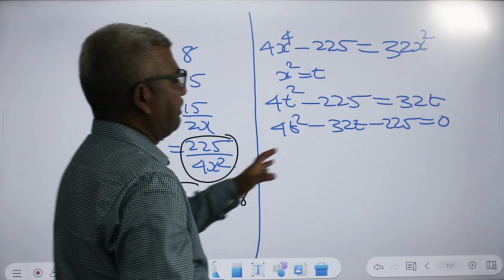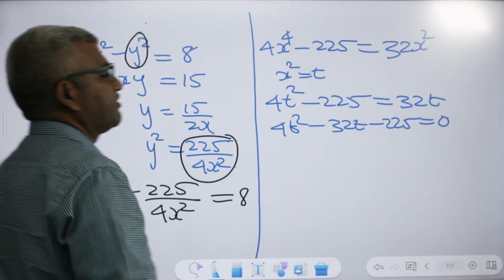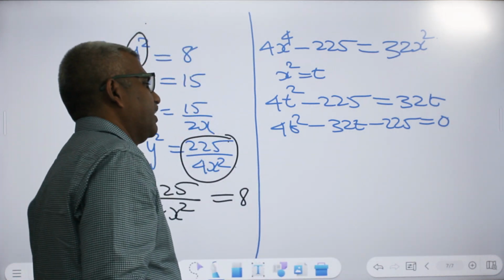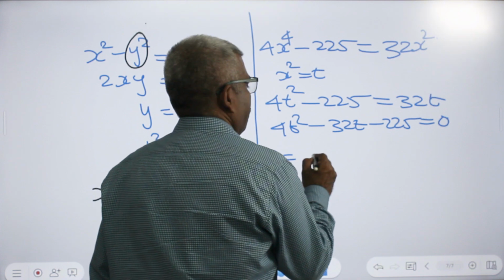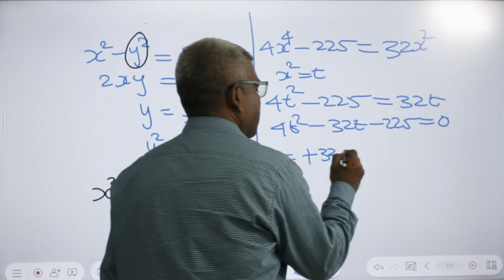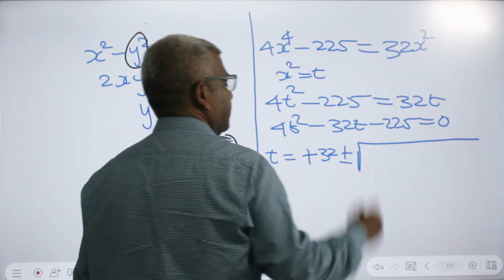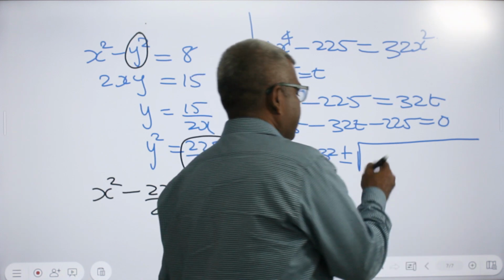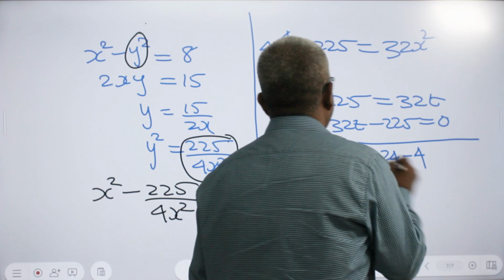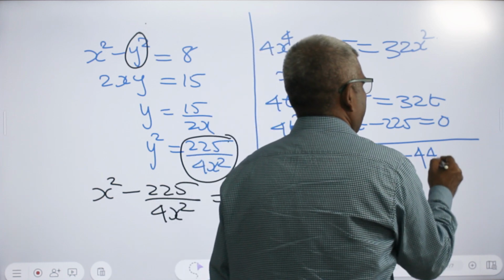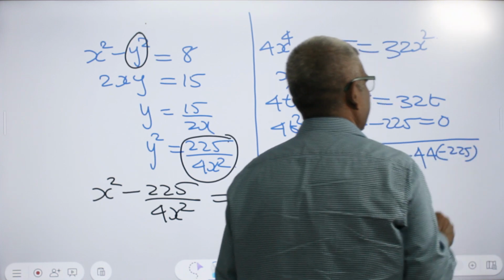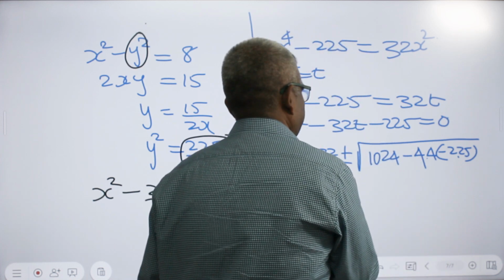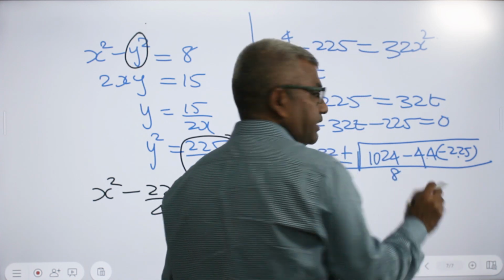We cannot factorize because there are no two numbers that multiply to give minus 900 and add to give minus 32. So the only way is the formula. Minus b is plus 32, plus or minus the square root of b squared. b squared is 1024, since 32 is 2 power 5, so 2 power 10 is 1024. Minus 4 times a, which is 4, times c, which is minus 225. 4 into 225 is 900, and minus 900 will become plus 900, divided by 2a, which is 8.